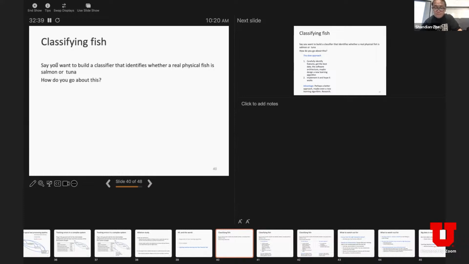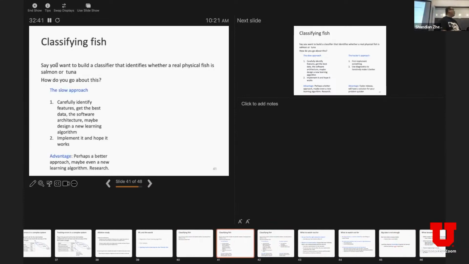We might have 2 strategies. The first strategy is more of an academic strategy, which we call the slow approach. We carefully identify features, get the best data, clean noise, do a lot of transformations, all kinds of stuff. Then we design a software architecture, maybe design a new learning algorithm, and then we implement it and hope it works. This procedure may take you 3 months until you get your first version. But your first version might work reasonably well.